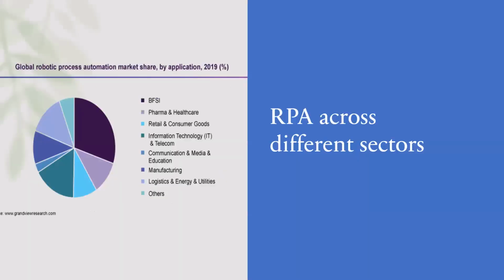Okay, now let's have a look at RPA being deployed in different sectors. This graph clearly shows how RPA is being used across different sectors like pharma, healthcare, retail, information technology, communication and media, education, manufacturing, logistics, energy and utilities, and a few others.